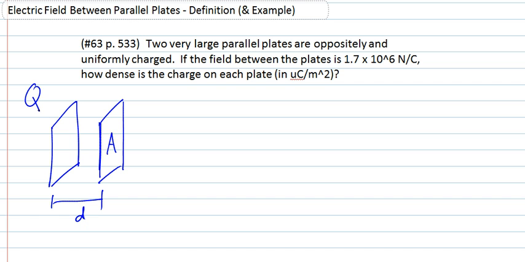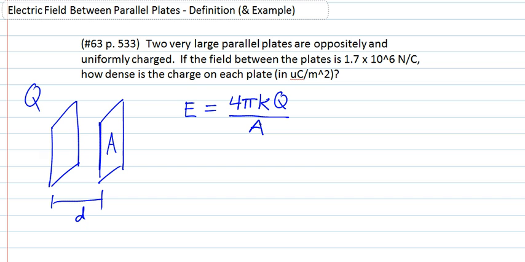This is a special case that we're not really going to prove, at least this year, but it can be shown that the electric field between these plates is equal to 4 pi times that constant K times Q over the area A.